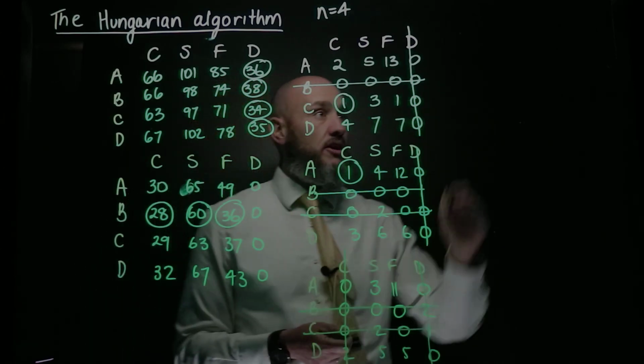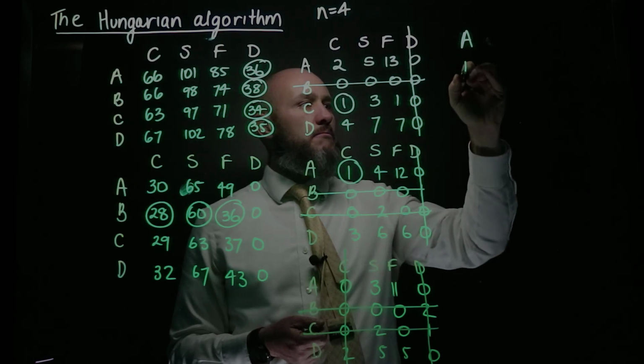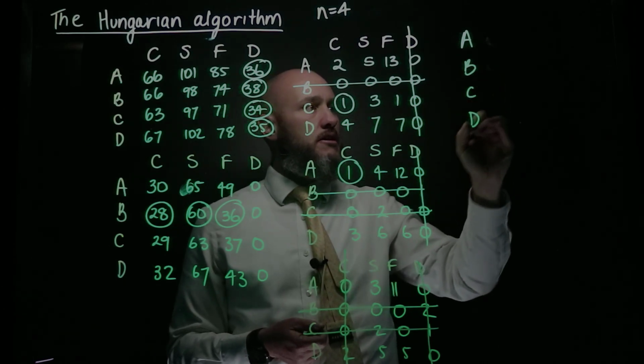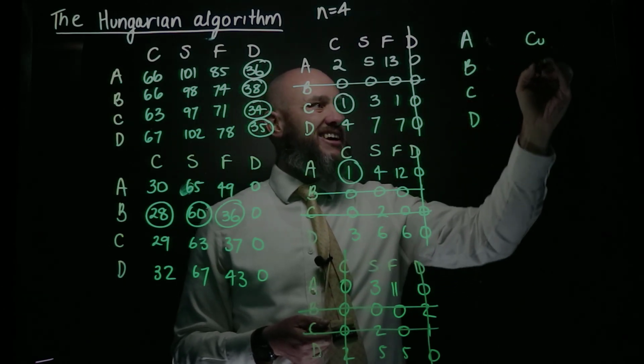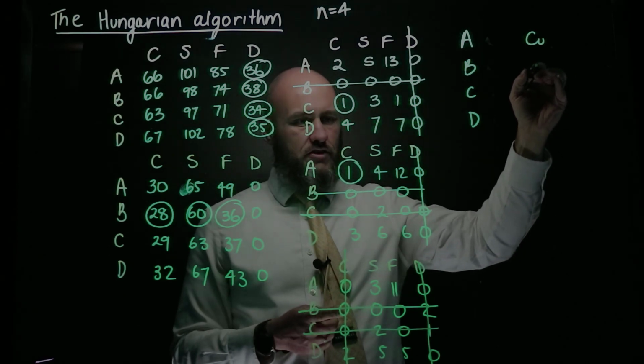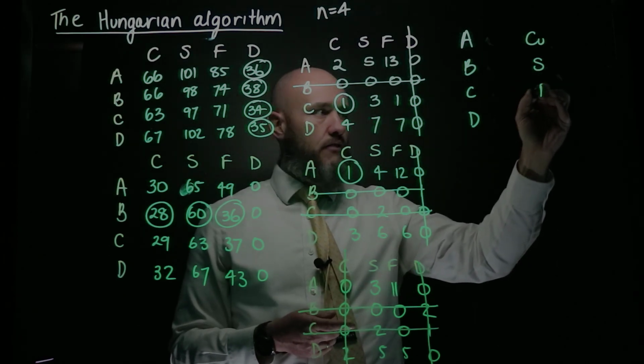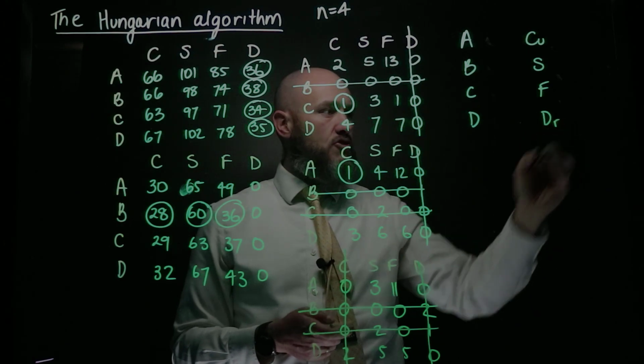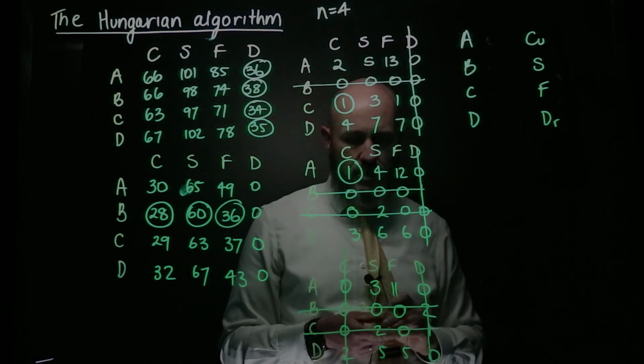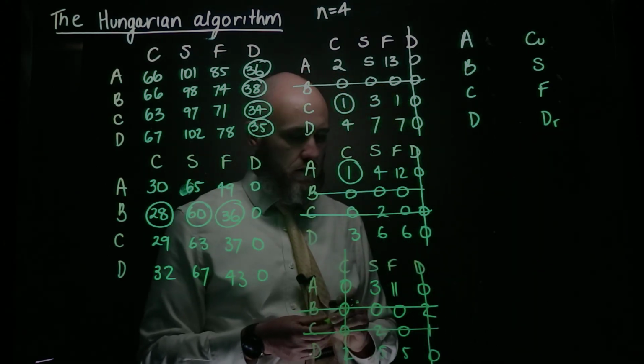So now I'm going to go to my matching. So over here I've got A, B, C, D, and then I've got C for cutting. So I might add a little bit to this detail for the C. S is alright, F is alright, and then D, R for dressing, just to not mix up the C and the D with the CU and the DR.